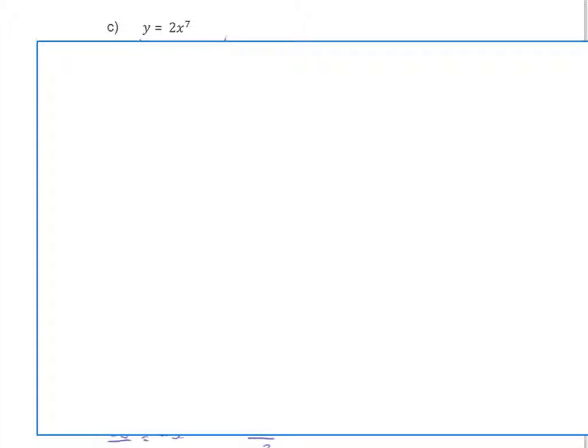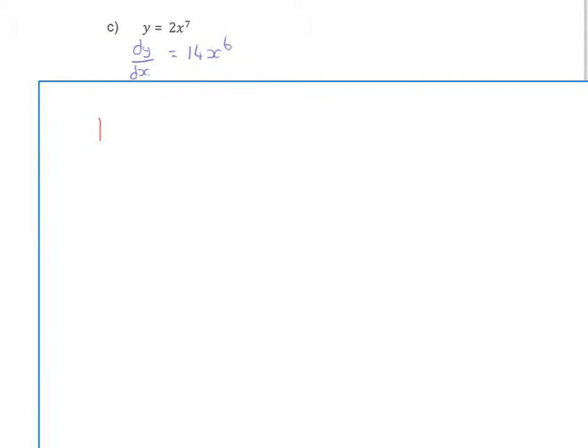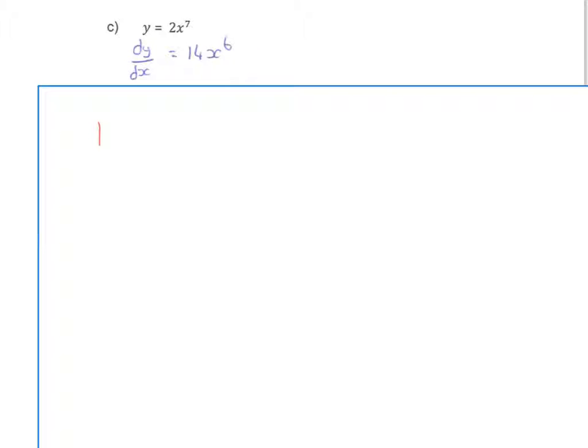So example C, just taking it a step further, our x term now has a coefficient greater than 1, so we've got 2x to the power 7, but the rules are still the same. We multiply down by the power, which is a 7, and then we take one away from the power. So multiplying down by 7, we get 2 times 7, which is 14, and taking one away from the 7, we get x to the power 6. So our differential dy by dx is 14x to the power of 6.